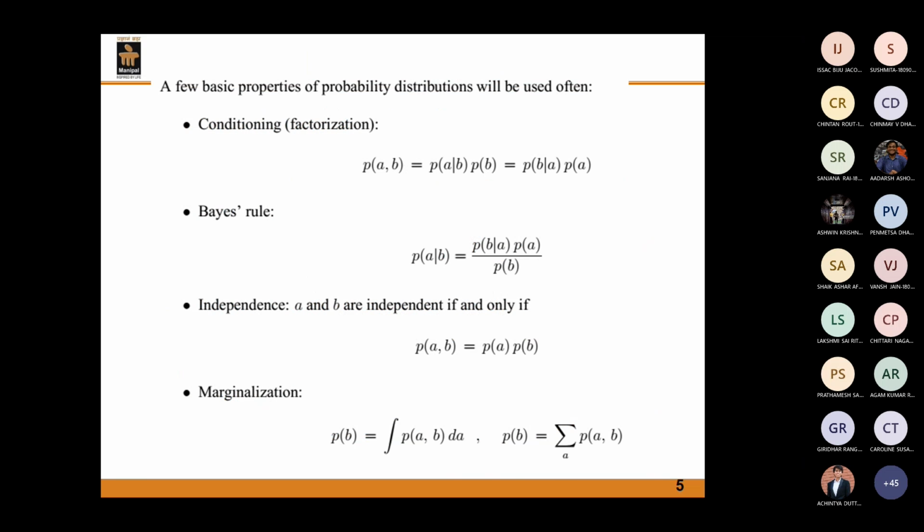Before that, we'll quickly discuss some basic properties of probability distributions. P of A, B represents the joint probability, right? If I use the conditioning or the factorization principle here, I can write the joint probability of A and B as P of A given B into P of B, or it can also be written as P of B given A into P of A. The next rule is the Bayes rule, where I can write P of A given B as P of B given A into P of A by P of B.